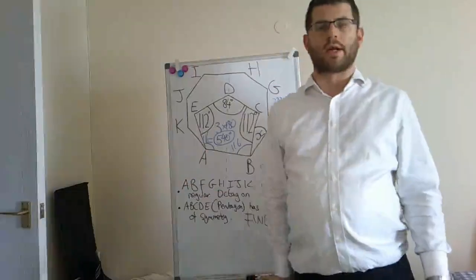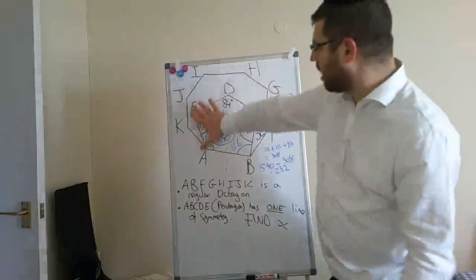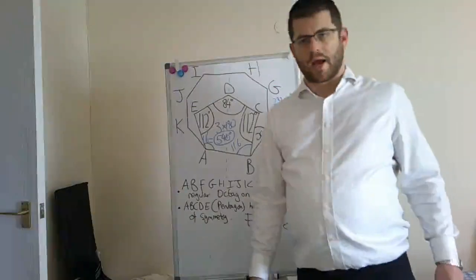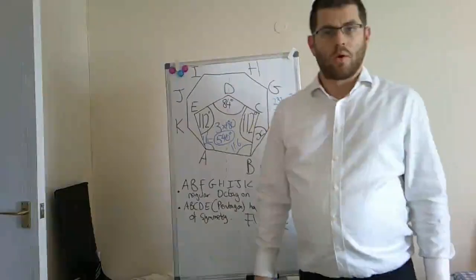Nothing to do with the fact it's regular. It's not regular. It's because this line of symmetry forces all the angles on this side to be exact mirror images of the angles on that side. So that's 116. Now, what do we do next?